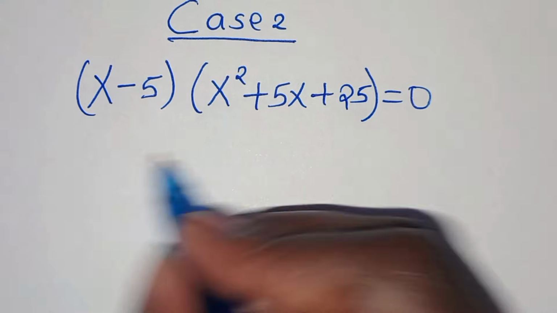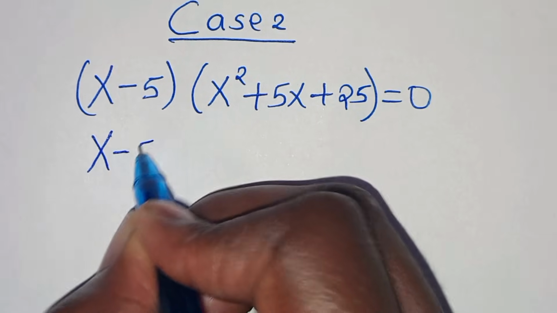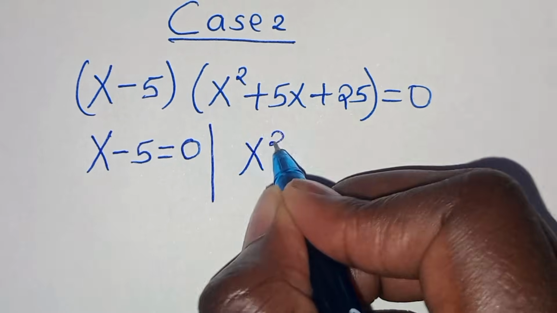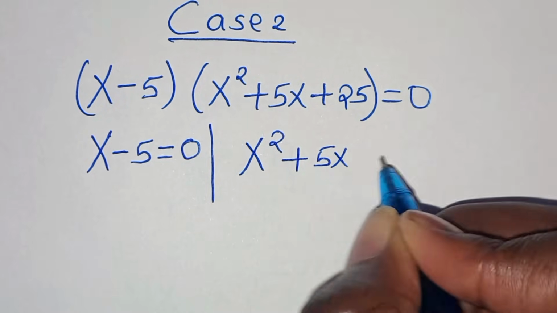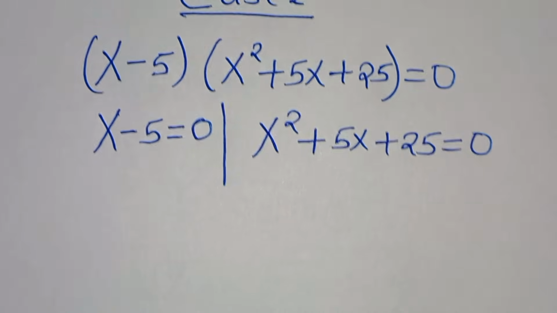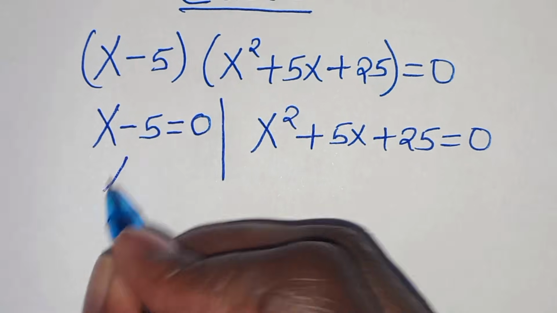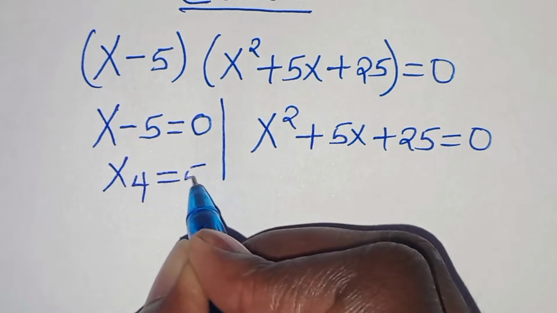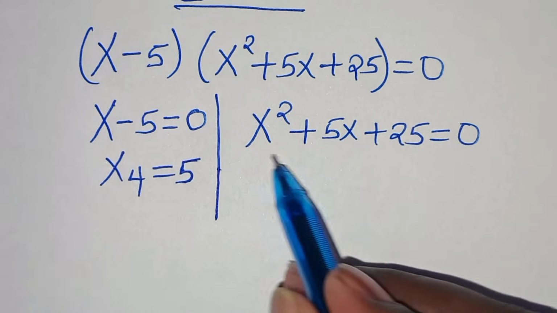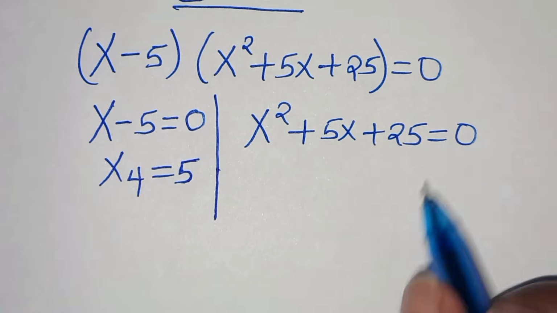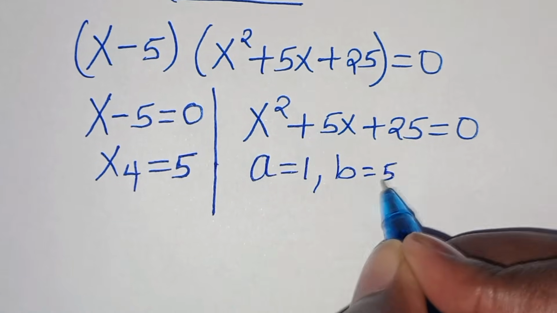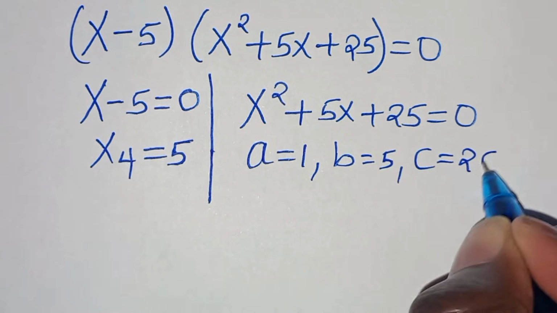Now this means that we have two parts here. We have x minus 5 equal to 0, and we have x to the power of 2 plus 5x plus 25 equal to 0. From the first part, we have x4 equal to 5. This is a real solution here. The second part is a quadratic equation where we have a equal to 1, b is equal to 5, and c is equal to 25.